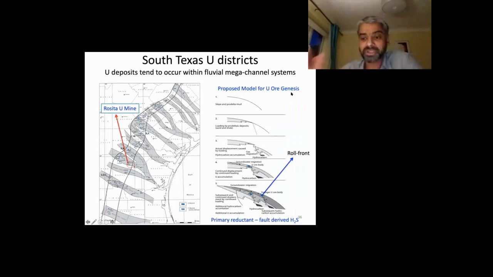And it's not just one tiny deposit. There is actually a very systematic pattern where all these tiny blue dots that you can see here, these are the roll front deposits. They're concentrated, and they apparently form within these ancient fluvial megachannels. If you look at the map view of a roll front, they do look like a paleo channel, basically.